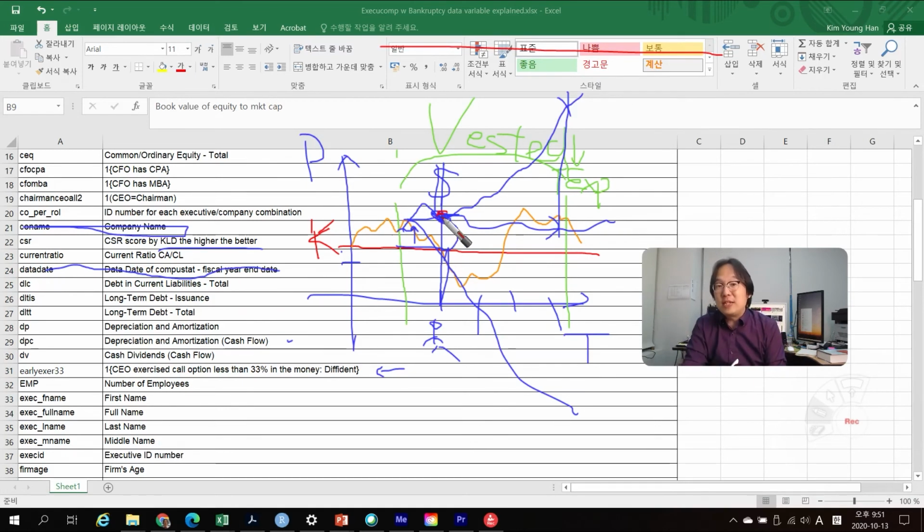So they would not exercise those in-the-money call options and wait. Oh, wait a minute, it's still there. That's overconfidence showing up in their option exercise behavior. That's the story of overconfidence identified with their option compensation. So we are going to have that overconfidence identifier later on.